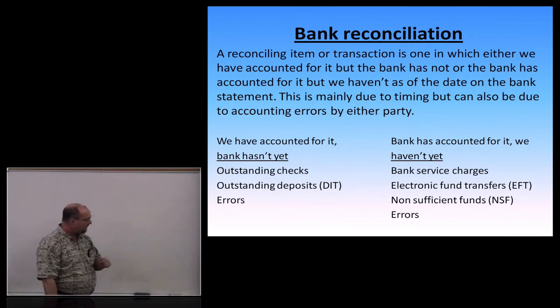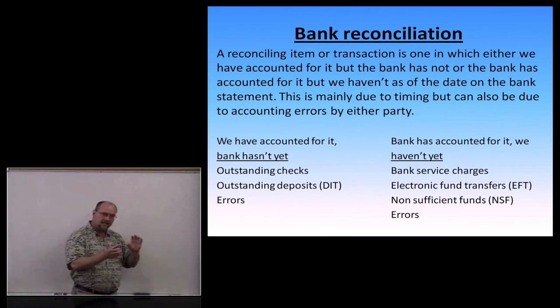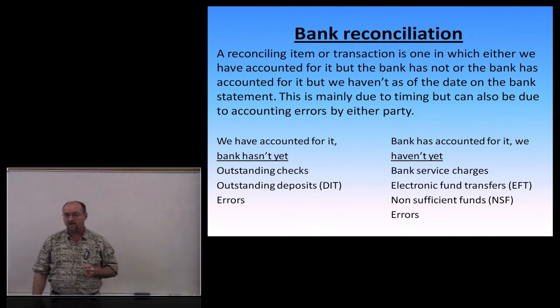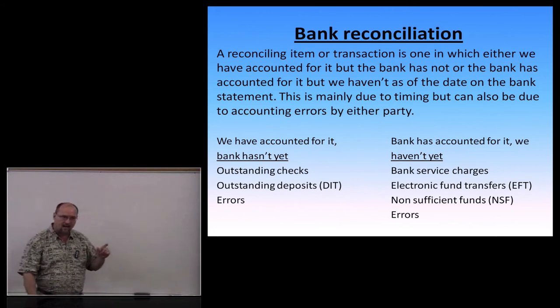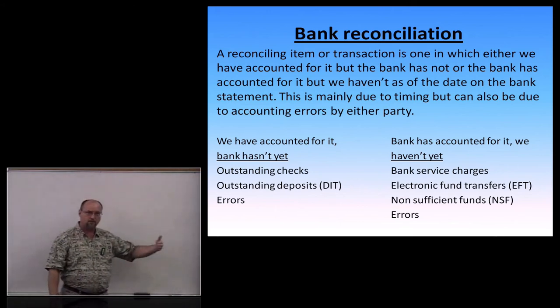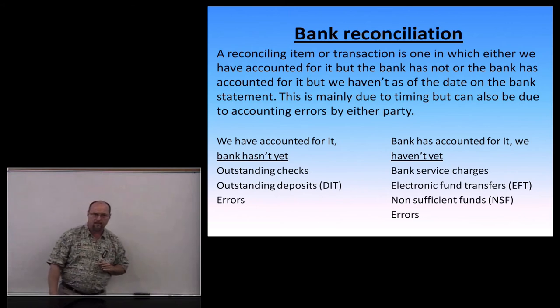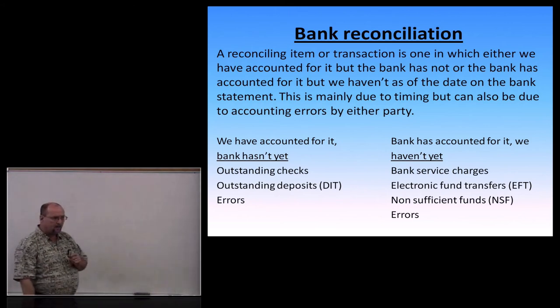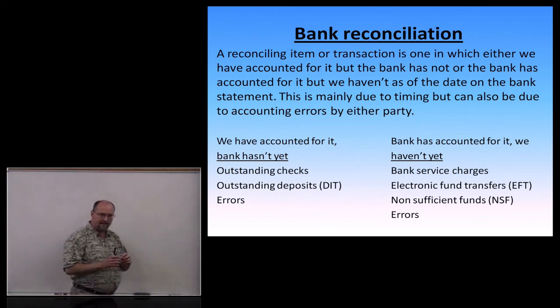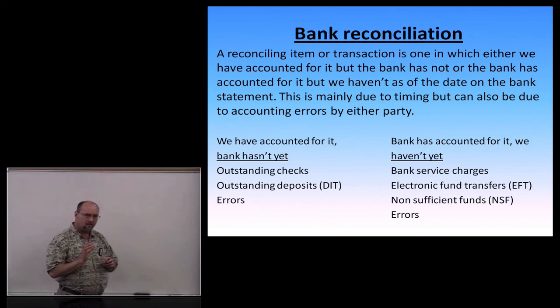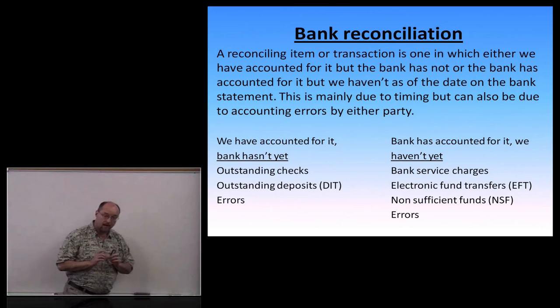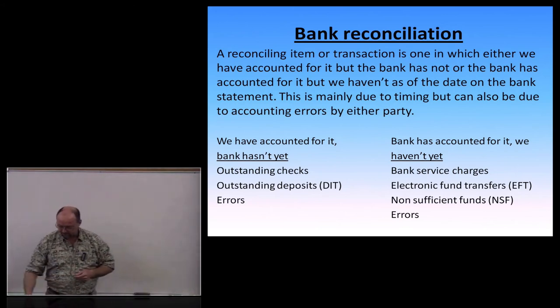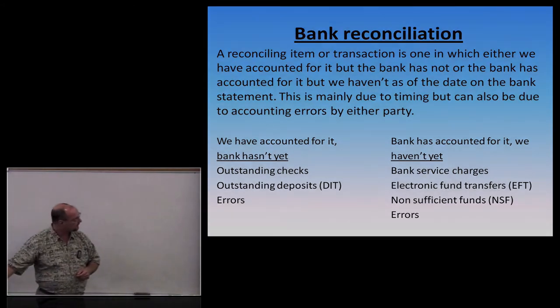And then either side can make errors, and when you discover those errors, you simply have to correct them. Now remember, in our personal lives, we don't record journal entries, but in a business, how do they update their records? Through journal entries. So we're going to take a look at a bank reconciliation, and I would like you to know how to do a bank reconciliation, but you don't have to worry about the journal entries. I'm not going to ask you to prepare journal entries associated with this, but I will talk about them and we'll go through them. Okay, so let's take a look.